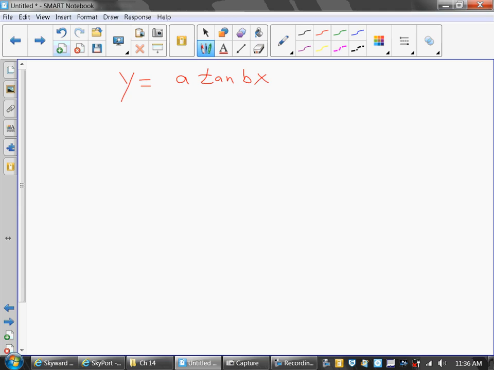I think we started with that, correct? A tangent B of x, I believe. I gave you h and k though, right? We talked about it, but I don't think we did anything. Okay, so the only thing that changes now is that when you're dealing with tangent, your period is going to be different. The A value has a different meaning when you're dealing with tangents, and I'll show you that in a second. The period of a tangent function is always going to be pi over the absolute value of B.